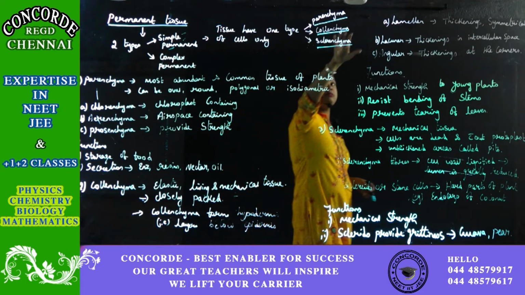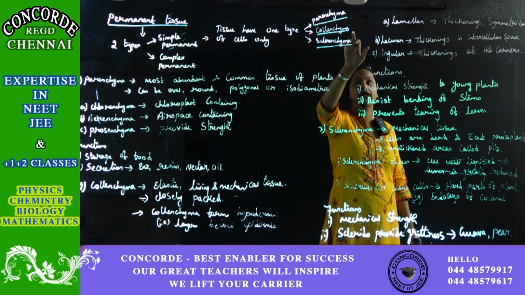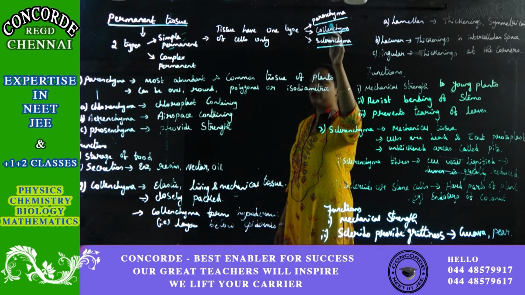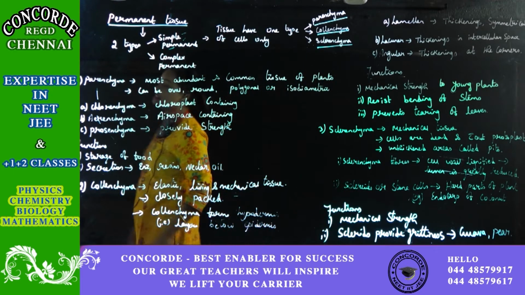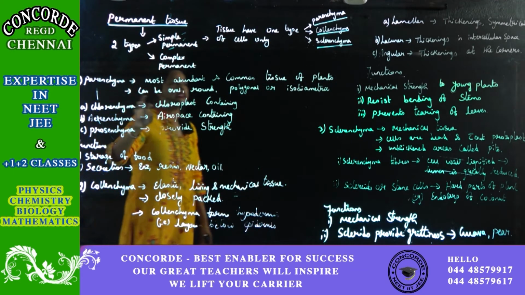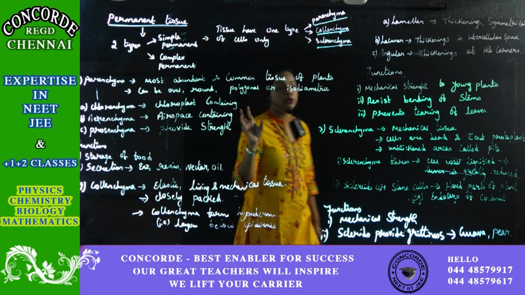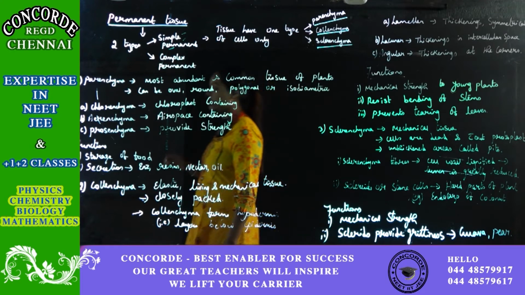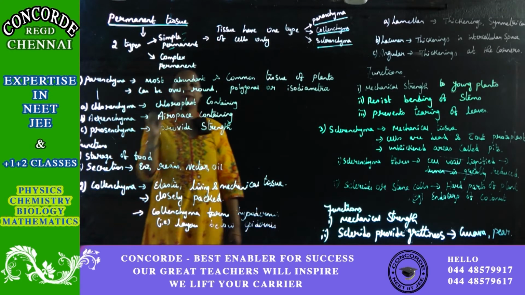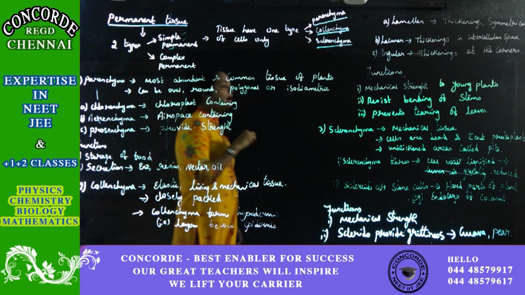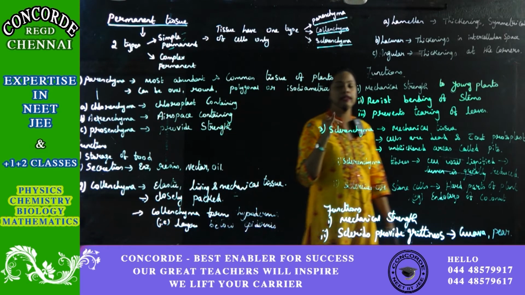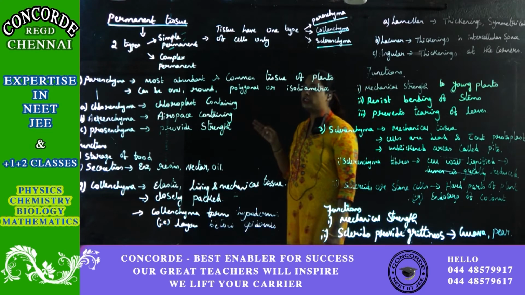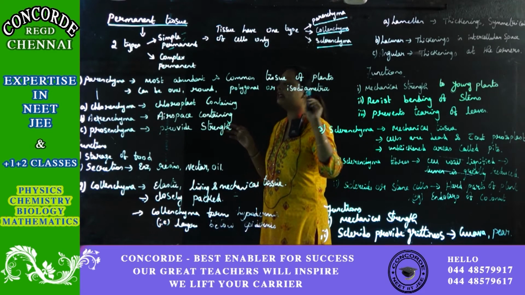Divided into three types: parenchyma simple permanent, collenchyma simple permanent, sclerenchyma simple permanent. First, we are going to see about the parenchyma simple tissue. This parenchyma tissue is abundantly present in the plant, and it is a common tissue present in the plant. The parenchyma tissue will be either in oval shape, round shape, polygonal shape, or isodiametric shape.